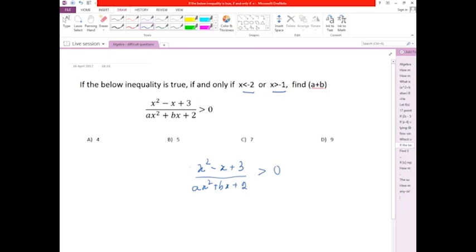What do we know about the function which is in the numerator? x square minus x plus 3. a is greater than 0, so the graph would have been upwards, but D of this function is minus 1 square minus 12, which is less than 0. So D is less than 0, and D less than 0 and a greater than 0 means this function will be always positive.